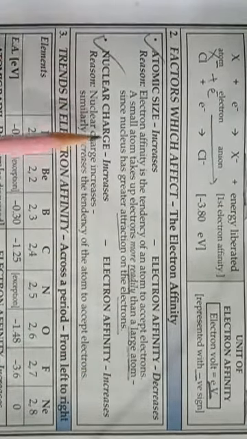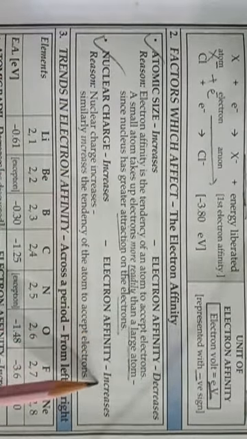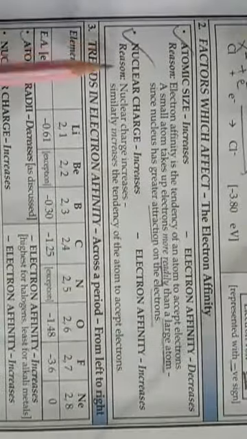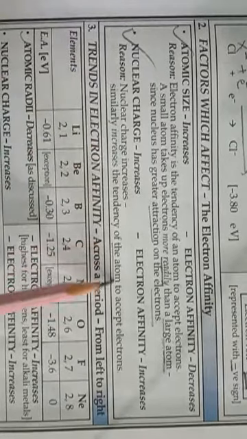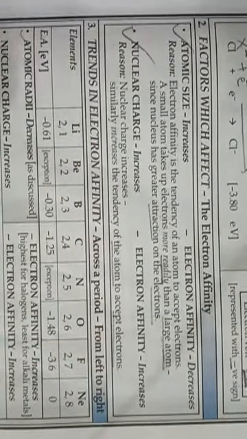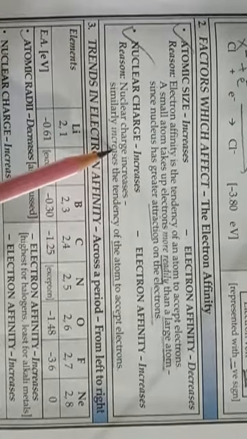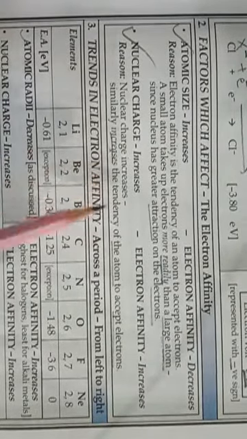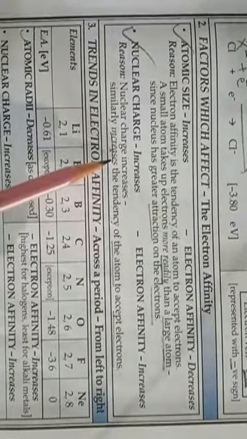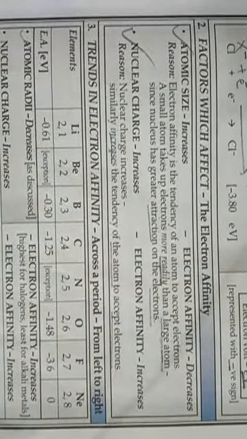The second is nuclear charge. As nuclear charge increases, electron affinity also increases. Reason: as nuclear charge increases, the tendency of the atom to accept electrons similarly increases. Nuclear charge increasing means an increase in the central positive charge, which is in the form of the nucleus. So when nuclear charge increases, the force of attraction for electrons also increases, and that is why electron affinity will increase.